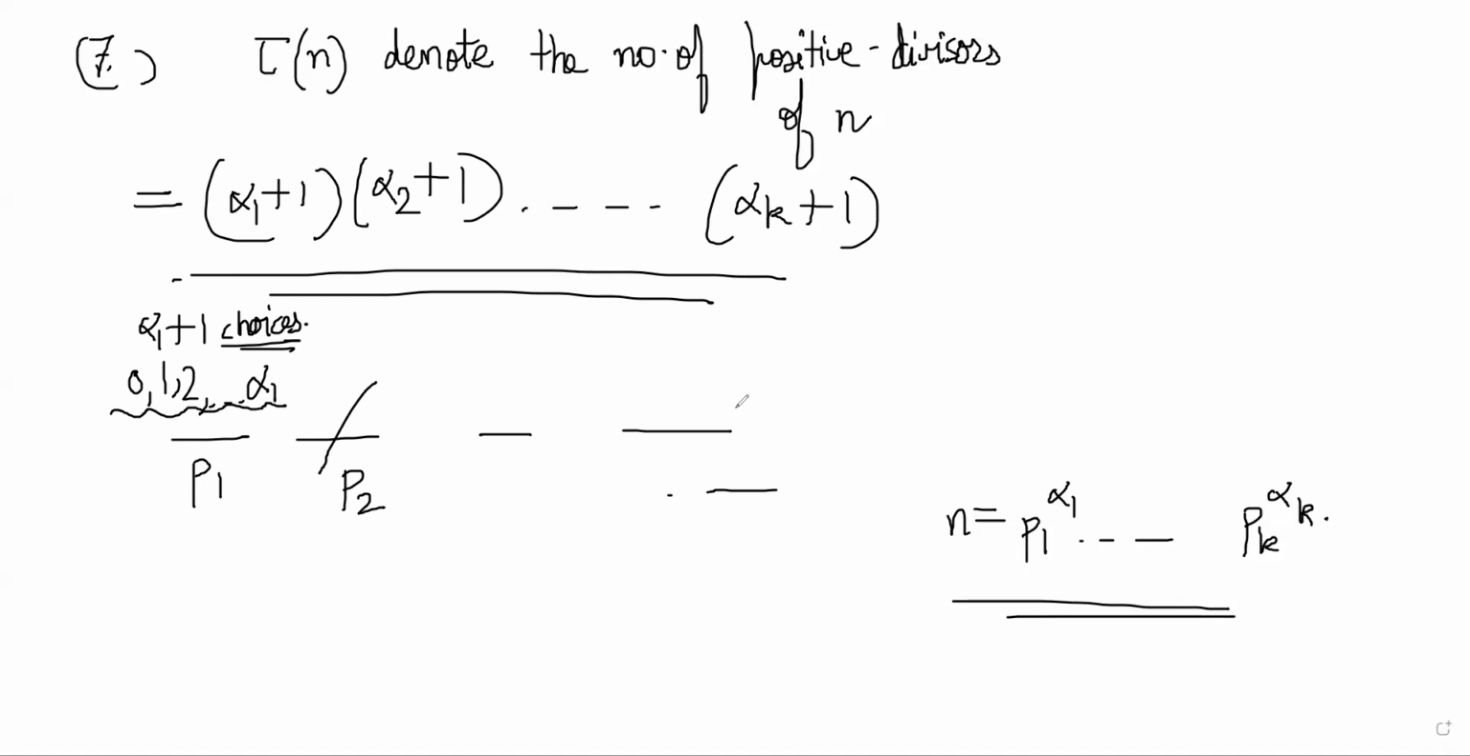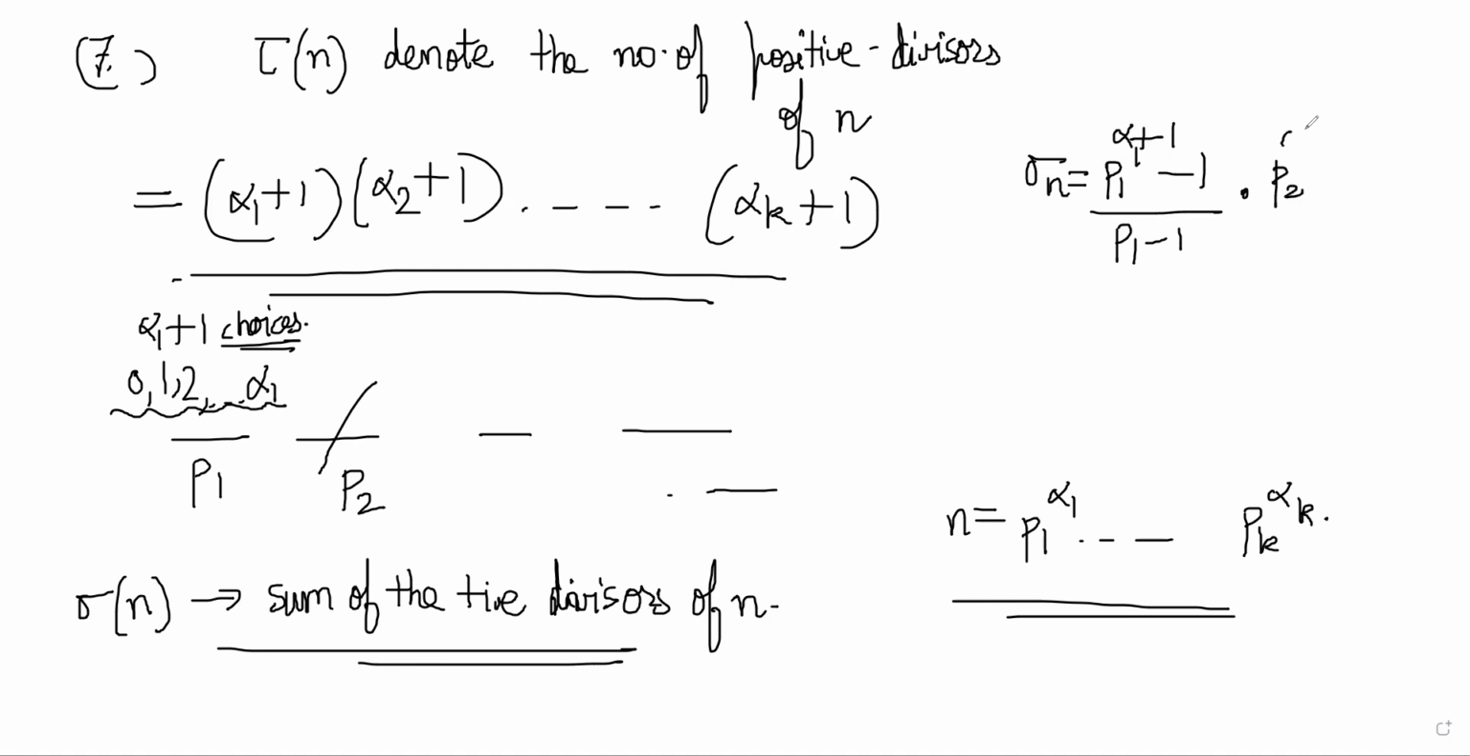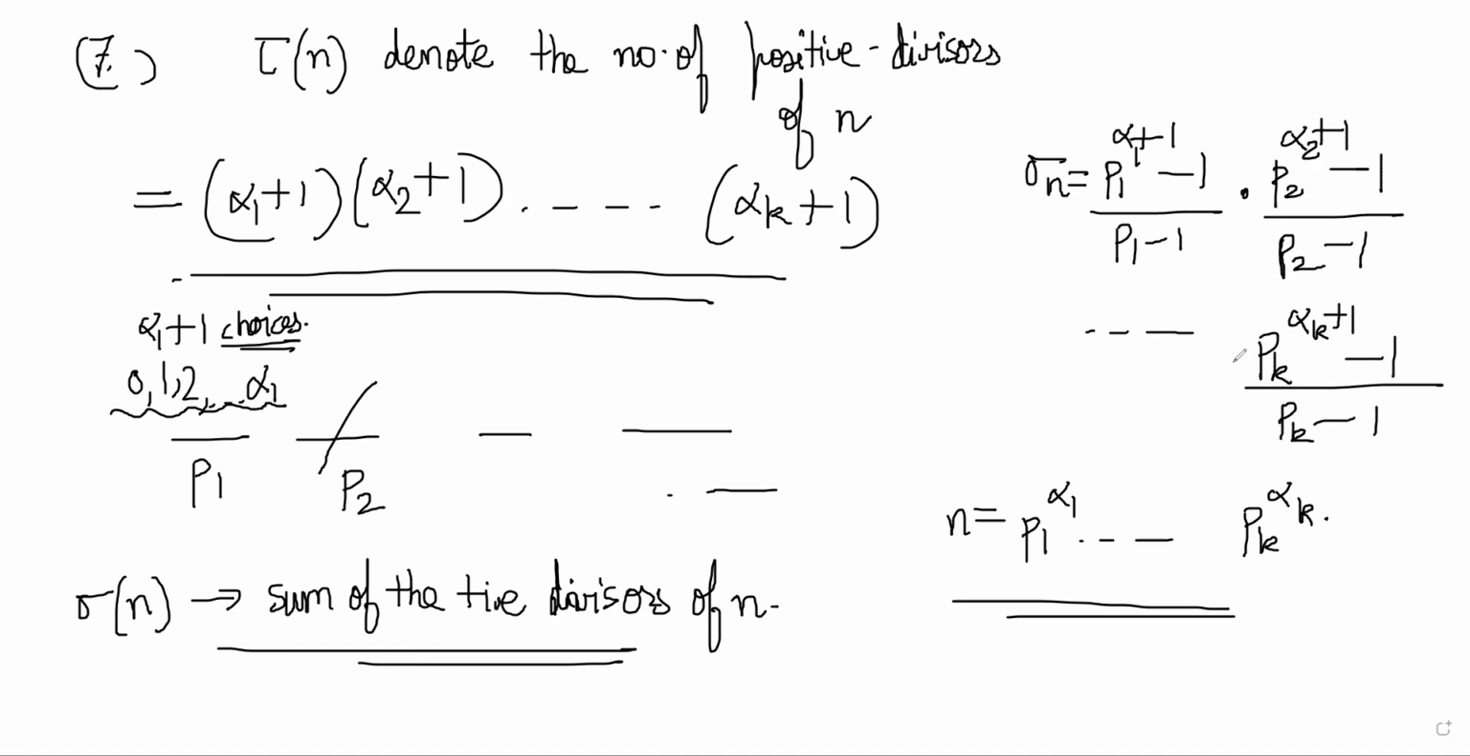Now, the next thing is to find the sum of all of these divisors. Sigma n is the sum of the positive divisors of n. Sigma n also has its own formula. The sigma n formula is basically this. Sigma n is equal to (P1 to the alpha 1 plus 1, minus 1) by (P1 minus 1), multiplied by (P2 to the alpha 2 plus 1, minus 1) by (P2 minus 1), and so on till (Pk to the alpha k plus 1, minus 1) by (Pk minus 1).